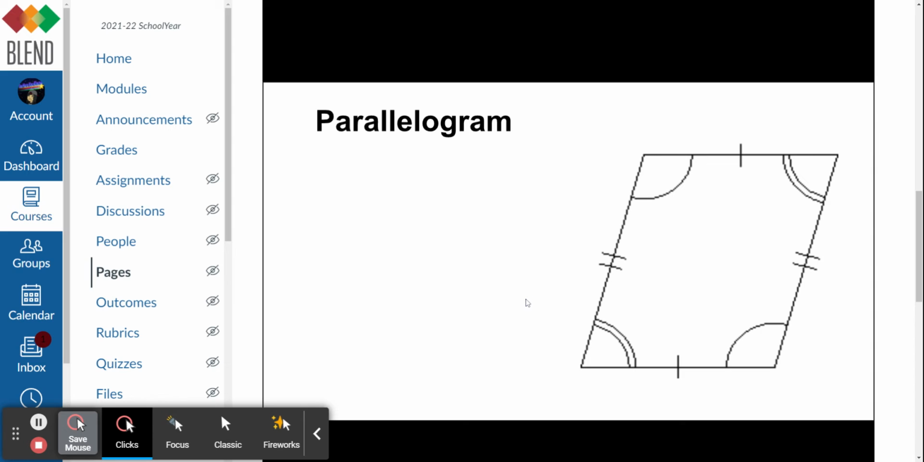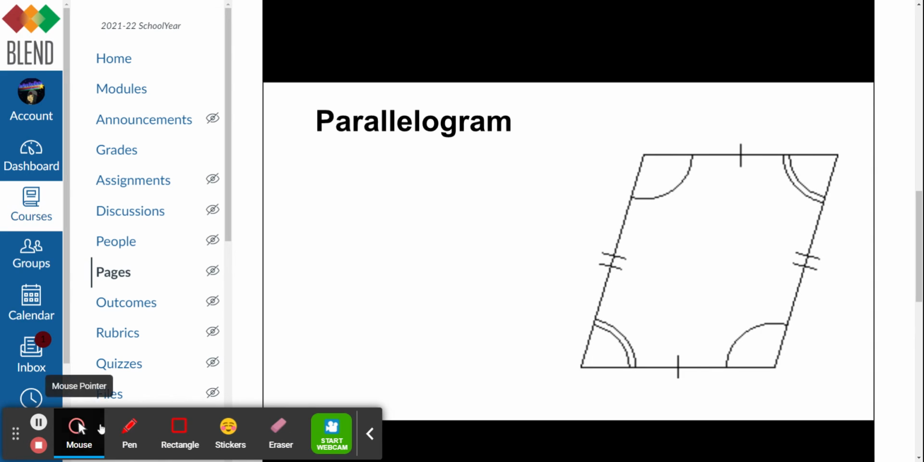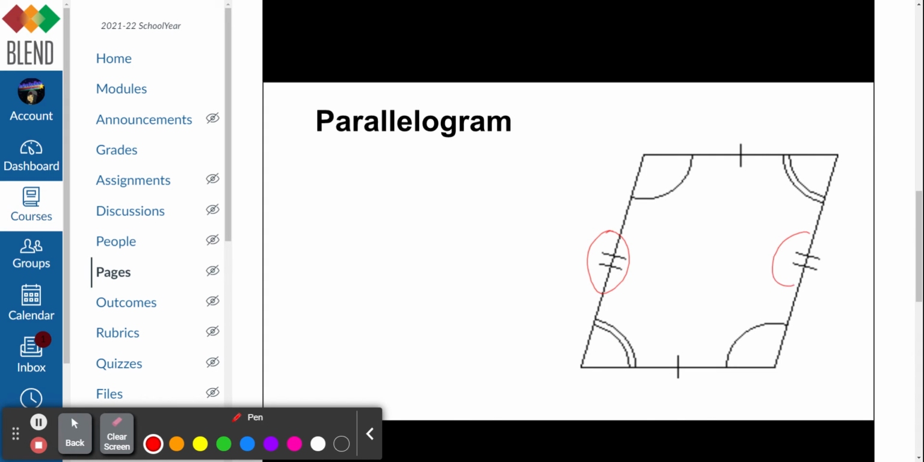Is your parallelogram. Looks like your rhombus, right? But here's the difference. With your rhombus, all four sides are congruent. With your parallelogram, the four sides are not congruent. These two sides are congruent, and these two sides are congruent, but they're different. These two sides are longer than the top and bottom. So that's the difference between the parallelogram and the rhombus. The parallelogram looks like a rhombus, but the sides are not all congruent. That's the easiest way to tell the difference.